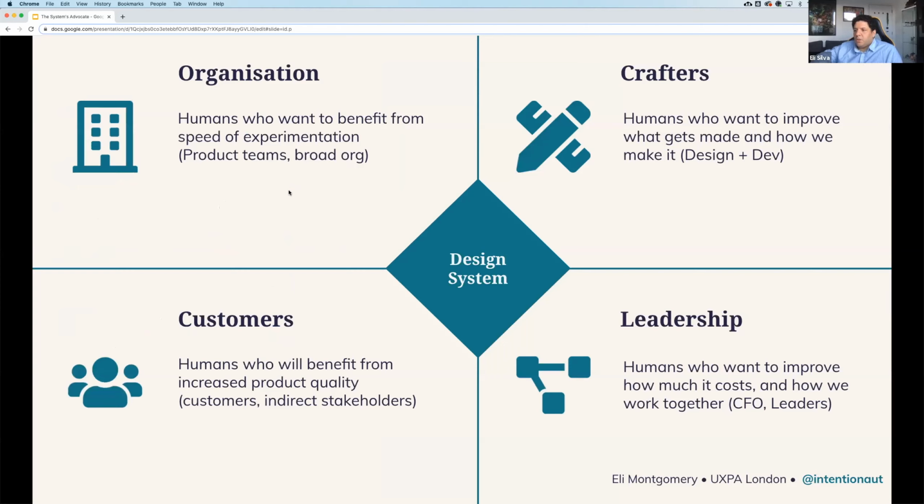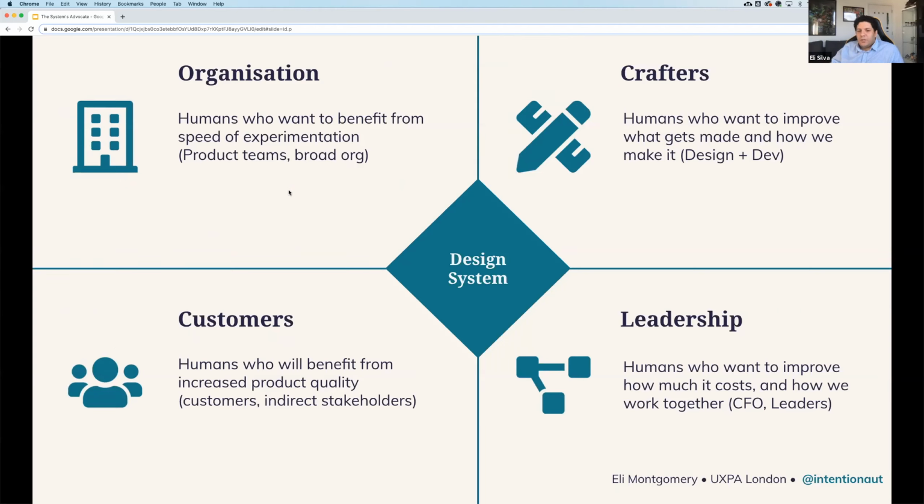So when it comes to your designer or your design system, I think that there's a couple different stakeholders, right, who are involved in this that you should be thinking of when you approach how to build essentially a system of products to help them. On the top left, we've got the organization, and that's like your product teams, the broader organization who wants to benefit from increasing the speed of experimentation, right? Can we go faster? Can we ship code that is higher quality, faster with less effort?